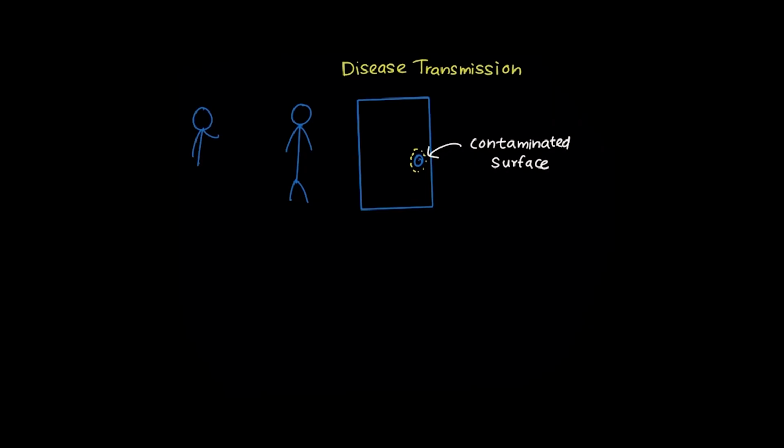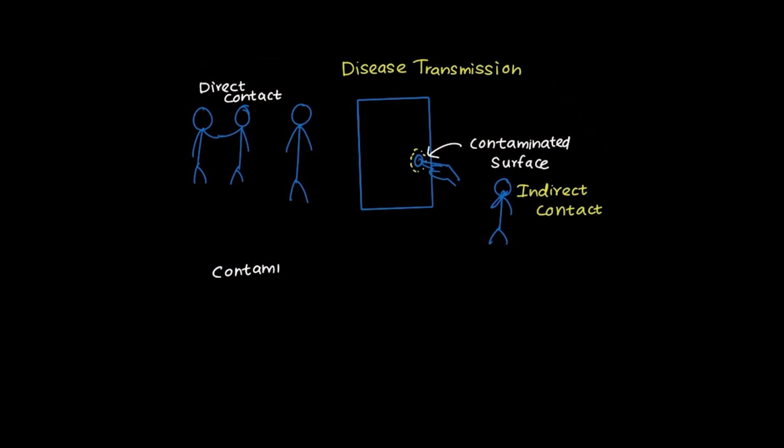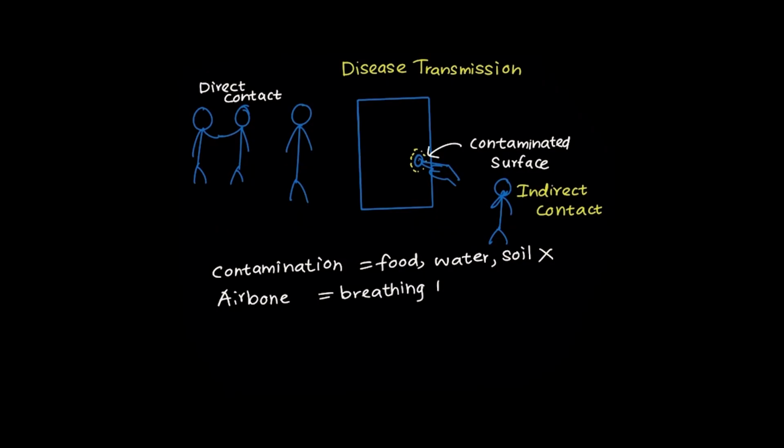Direct contact means physically touching an infected person. Handshakes, kisses, skin-to-skin contact. Indirect contact means touching something contaminated. Doorknobs, keyboards, phones, shopping carts. The germ survives on the surface long enough for the next person to pick it up. Contamination specifically refers to germs in food, water, or soil, not surfaces you touch with your hands. Airborne transmission happens when you breathe in droplets from someone coughing or sneezing. That's different from touching contaminated surfaces.